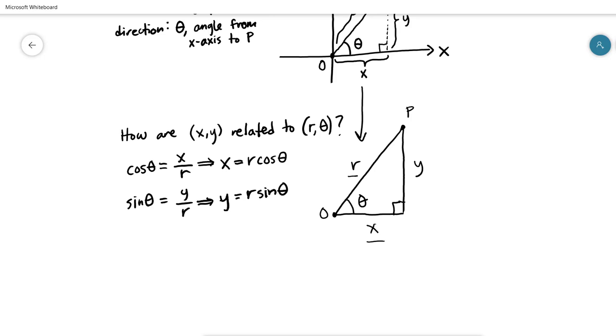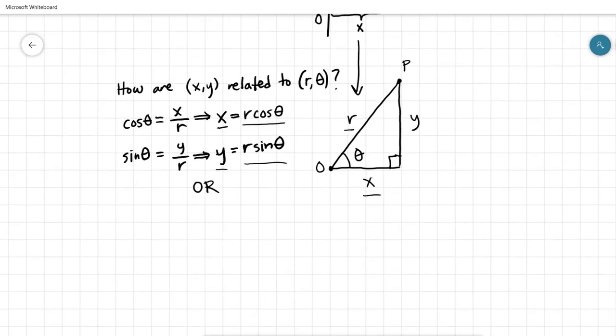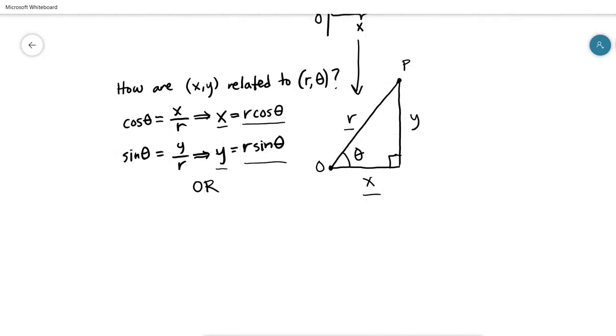I also want to think about how I might represent, so in this case we've solved for x as a function of r and theta, and y as a function of r and theta. What if I want to solve for r or theta as a function of x and y? So what are the other relationships? Here's one set of relationships, here's another set of relationships. Is there a relationship that relates only theta with x and y? In this case the answer is yes. If I look at the tangent of theta, I get y over x.